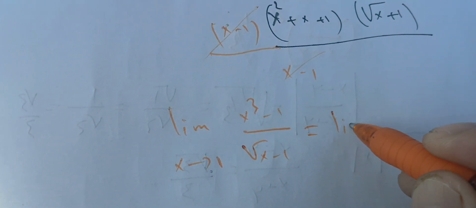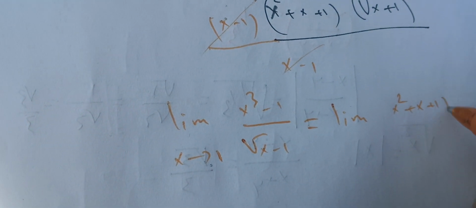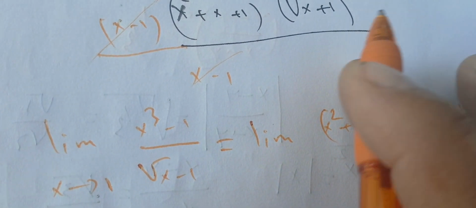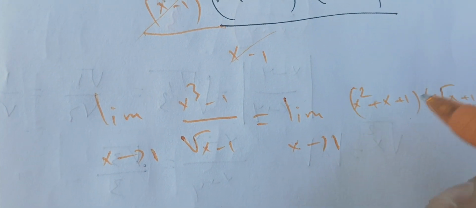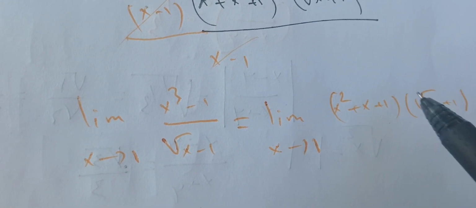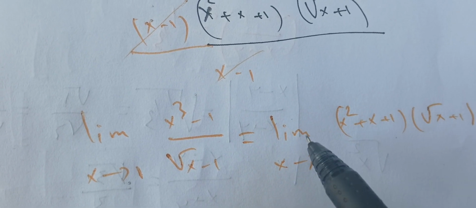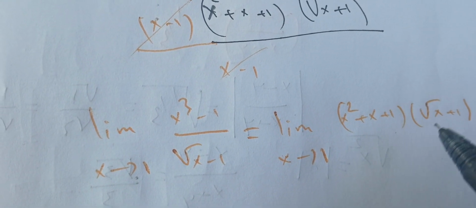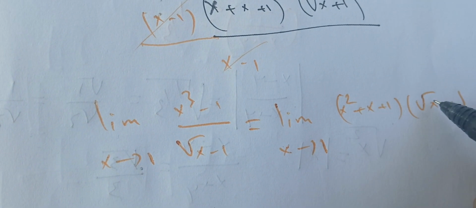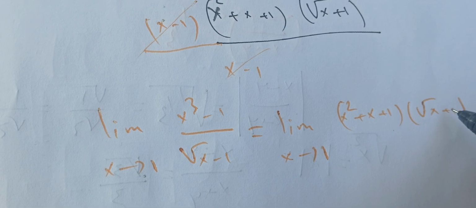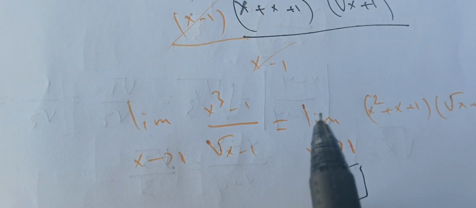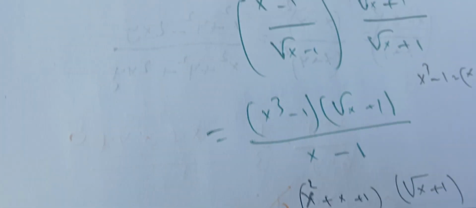So it's going to be the limit of x squared plus x plus 1 times the square root of x plus 1, and we know how to evaluate these. We can just plug in, because this is a polynomial and this is a rational expression. We can just plug in the value and see if we have a finite one. So here we have 1 plus 1 plus 1, which is 3, times the square root of 1 plus 1, which is 2. This gives us 6. So here we can see that we have this discontinuity at 1.